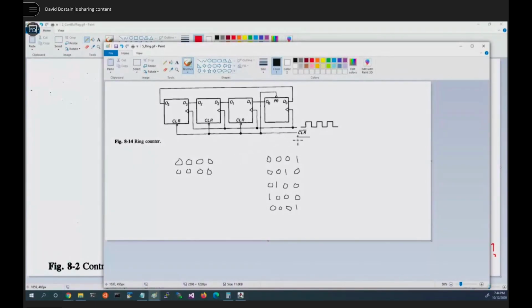So what we do instead is we take clear and we wire the first one to preset. So when we assert clear asynchronously, this will go to 0, this will go to 0, this will go to 0, this will go to 1. This is called a ring counter. A ring counter, you may also hear it sometimes called a 1-hot.